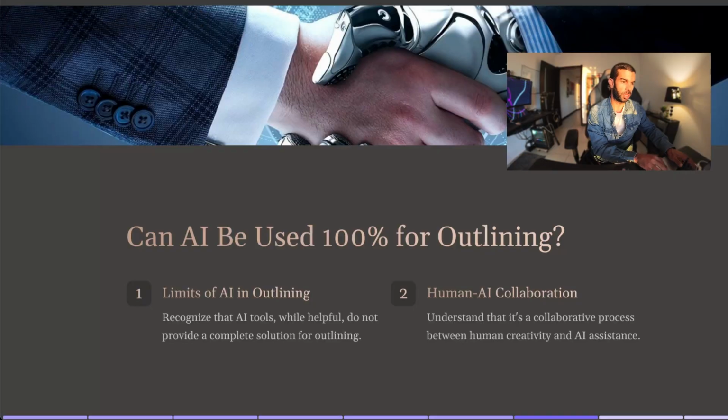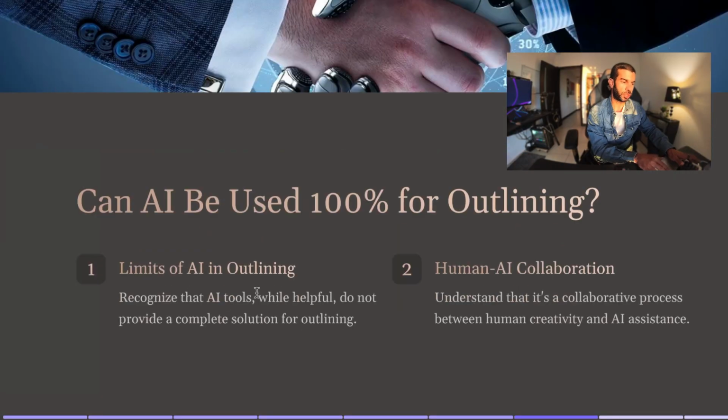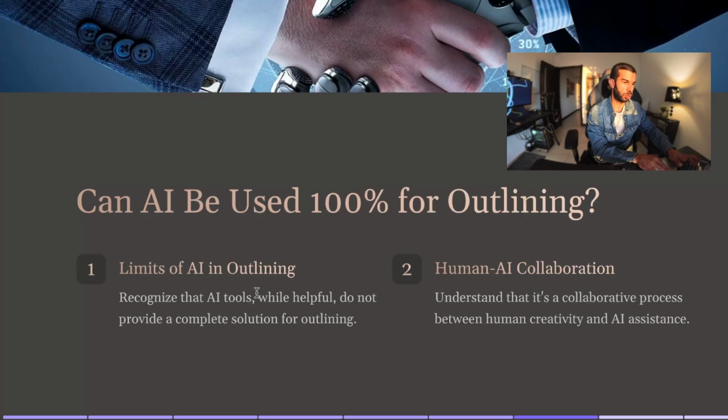The question that I feel should be considered at this stage is, can AI be used 100% for outlining? And the answer, in my opinion, is still a no. Because AI tools, while helpful, do not provide a complete solution for outlining. There are still gaps that are missing in the outlines generated purely by AI. And at the end of the day, I think it's a human-AI collaboration.